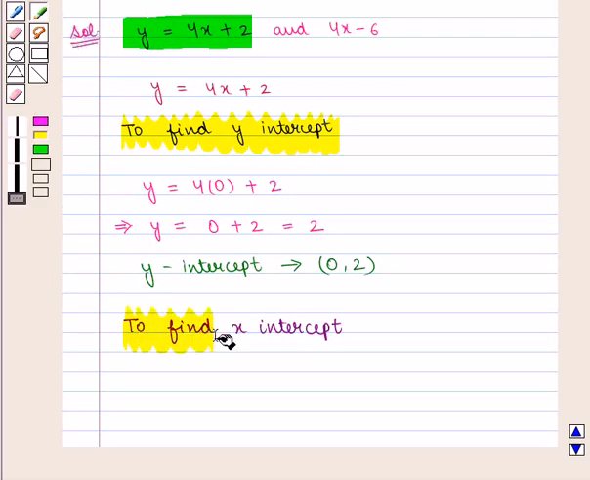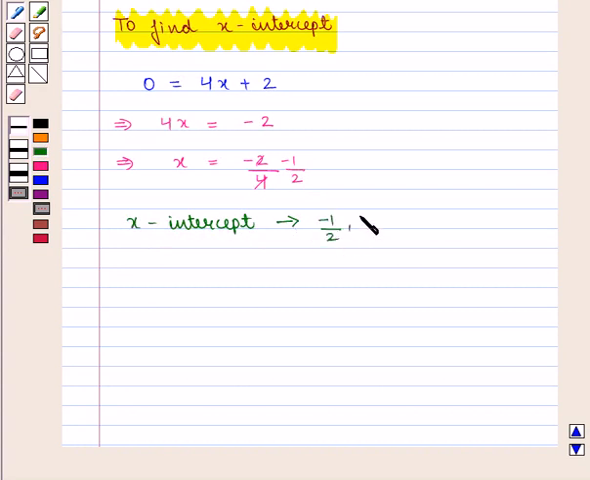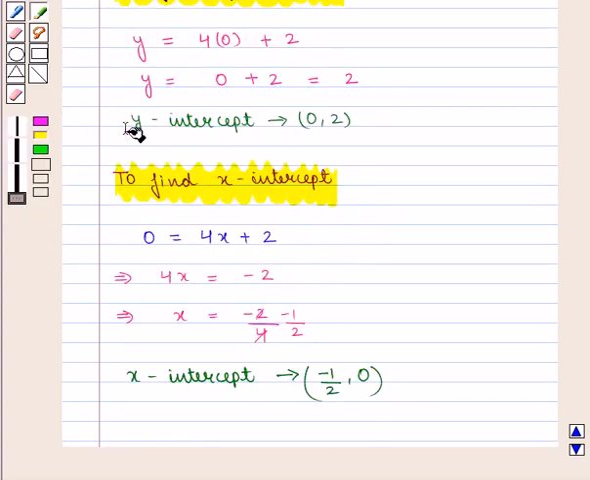Now to find the x-intercept, we put the value of y as 0 in this equation, and we get 0 is equal to 4x plus 2, which implies that 4x is equal to minus 2, that is, x is equal to minus 2 by 4, which is equal to minus 1 by 2. So the x-intercept is given by the coordinates (-1/2, 0). Now we have got the values of the y-intercept and the x-intercept.